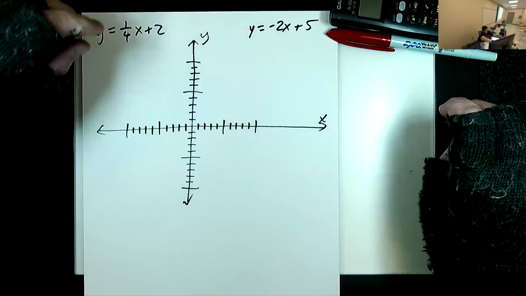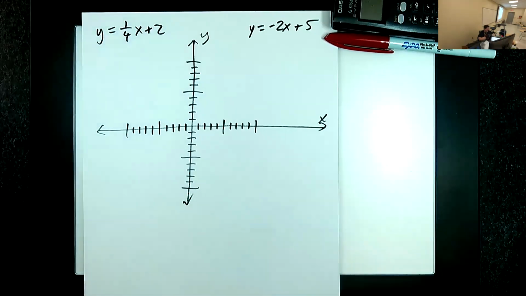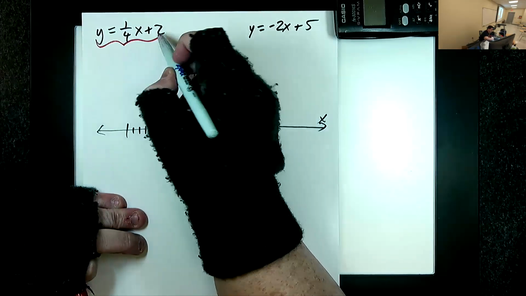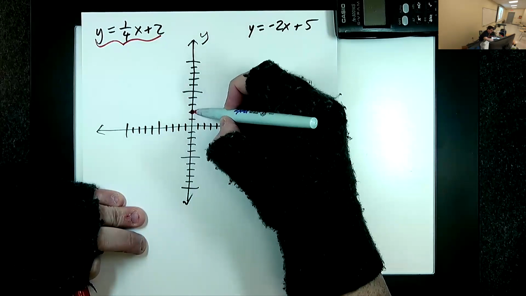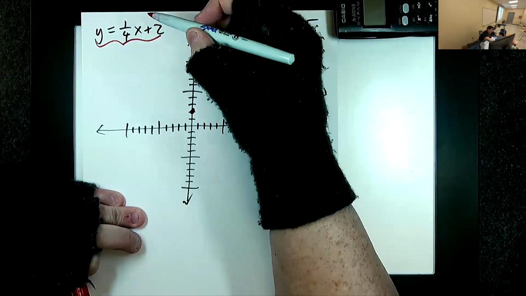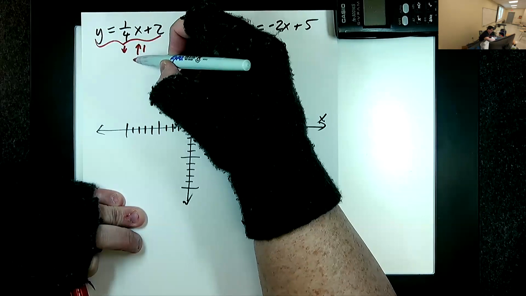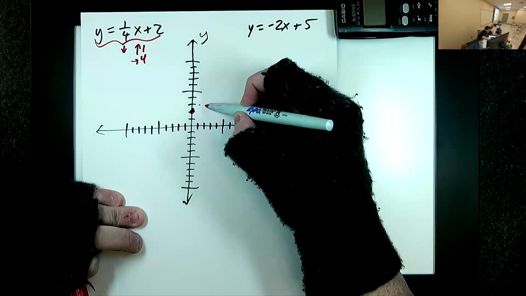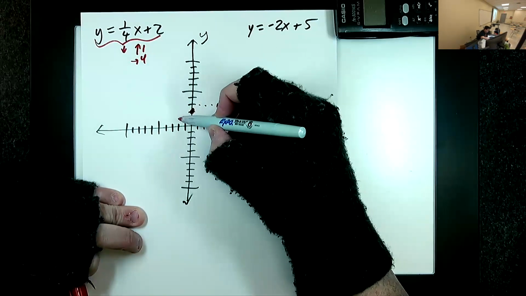Good. I saw what was clearly a straight line drawn. All right, so I'll do the one on the left in red. The +2 tells me I have to go up 2 from the center and start there. And the 1/4 tells me I'm going to have a rise of 1 and a run of 4. So up 1 and over 4. Here you go, down 1 and left 4.